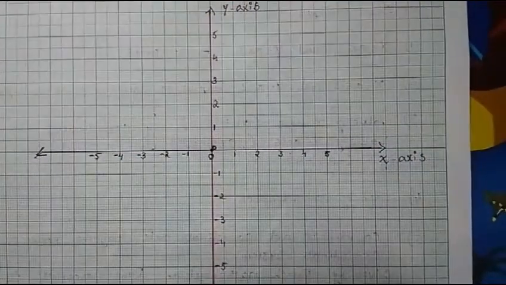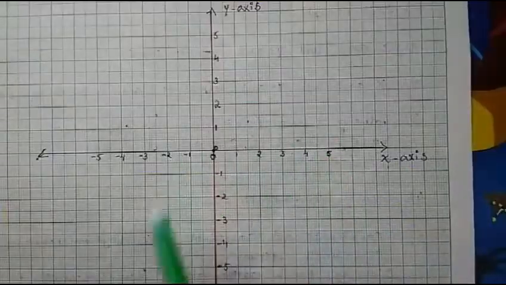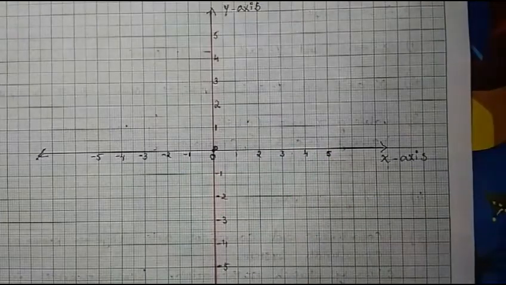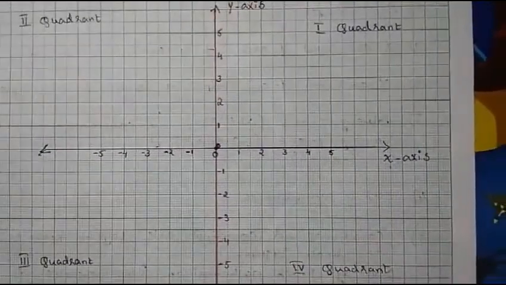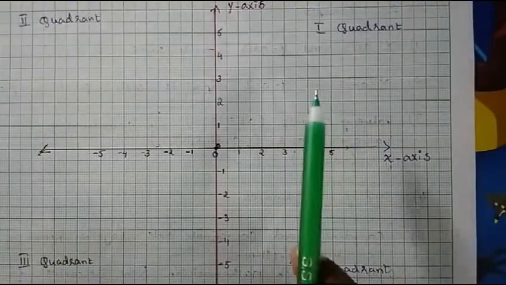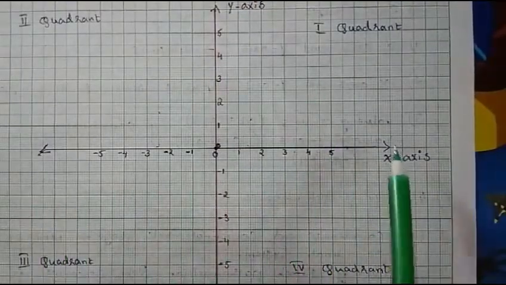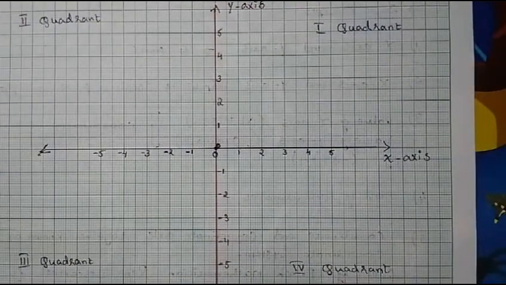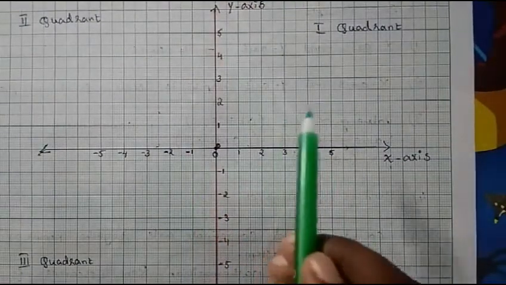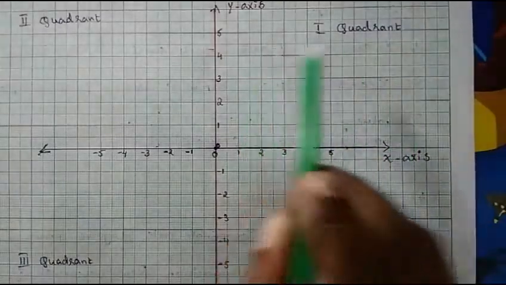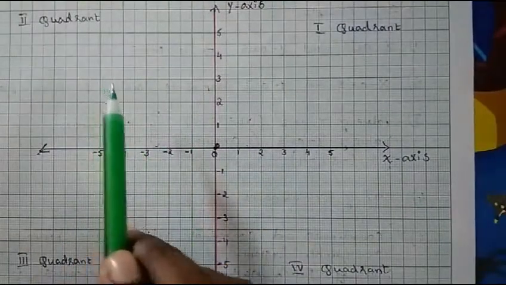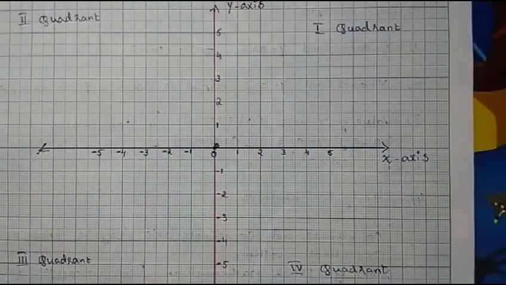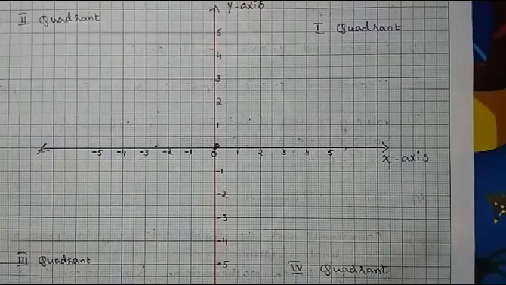When it is drawn on a plane, it divides the plane into 4 parts, and we name them the first quadrant, second quadrant, third quadrant and fourth quadrant. We start from this direction. This area is known as the first quadrant, this area the second quadrant, this area the third quadrant, and this the fourth quadrant. So we have 4 quadrants in a plane.